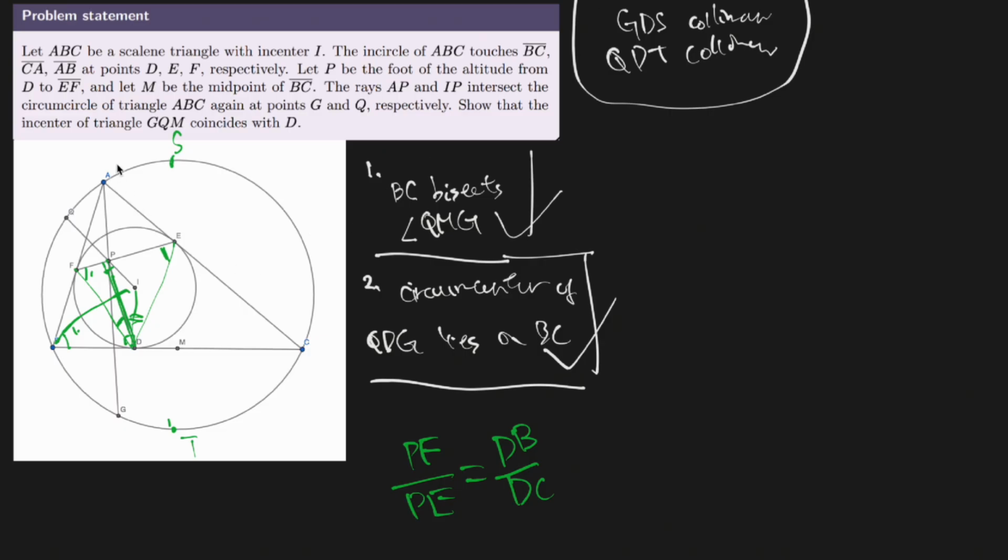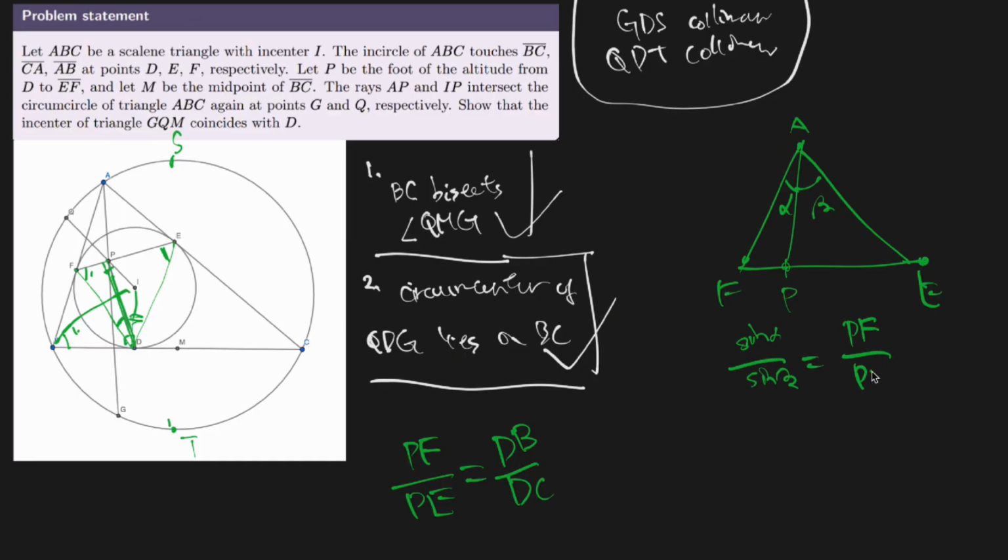Specifically, we look at the triangle AFE. Let me draw it here so we can see it a bit more clearly. And we have the P comes over here. So by, I think this is law of sines. This is a result from law of sines. That's pretty convenient to memorize. But let's say this is alpha and this is beta. Then we have sine alpha over sine beta is equal to PF over PE times AE over AF.